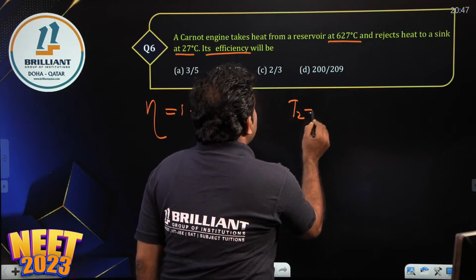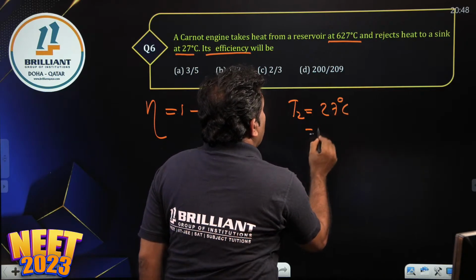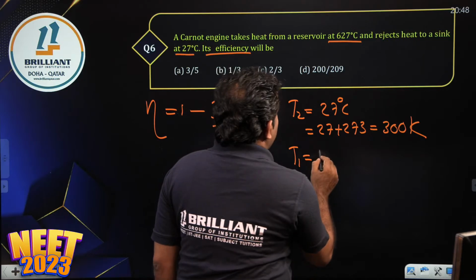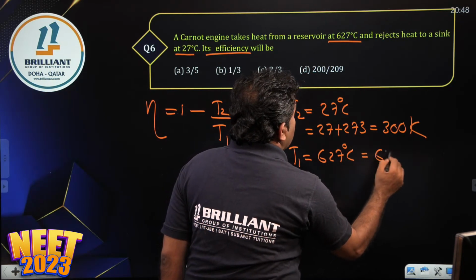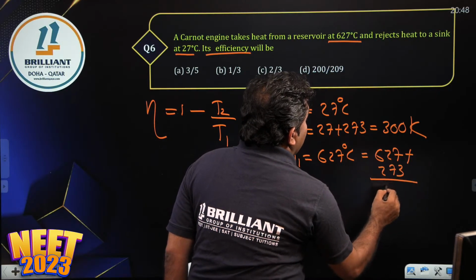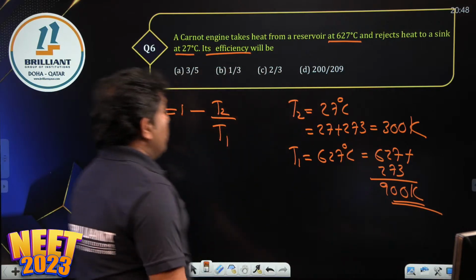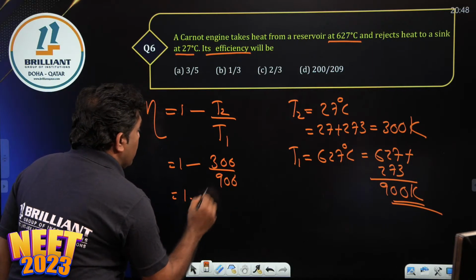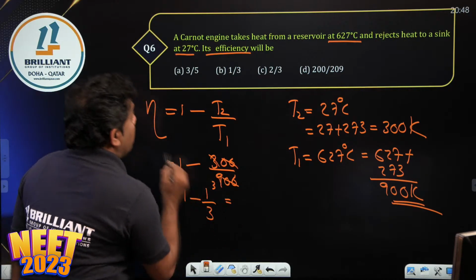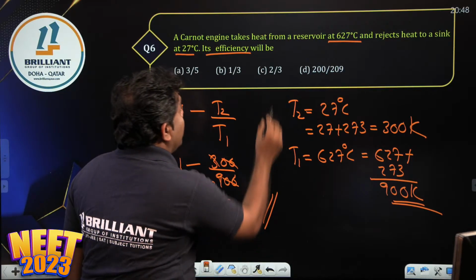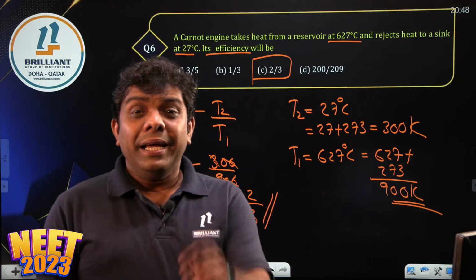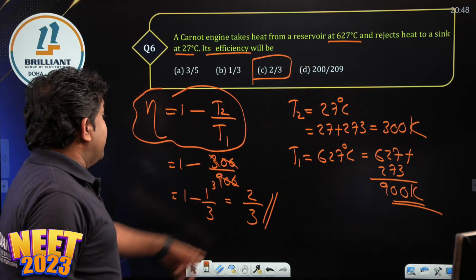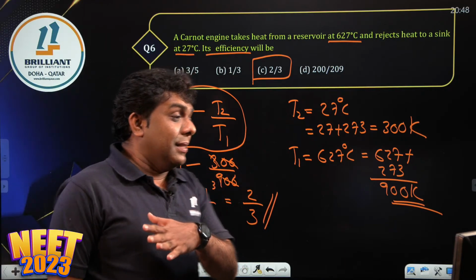So T2 is given as 27 degrees Celsius. So 27 plus 273 equals 300 Kelvin, and T1 is given as 627 degrees Celsius. So 627 plus 273, and that is equal to 900 Kelvin. So values are there. Substituting the data now, 1 minus 300 by 900. So that is 1 minus 1 by 3. Simplifying, you will get 2 by 3. So the right answer is 2 by 3. We can say efficiency eta is equal to 1 minus T2 by T1, and eta is equal to 2 by 3. 2 by 3 is the right answer.